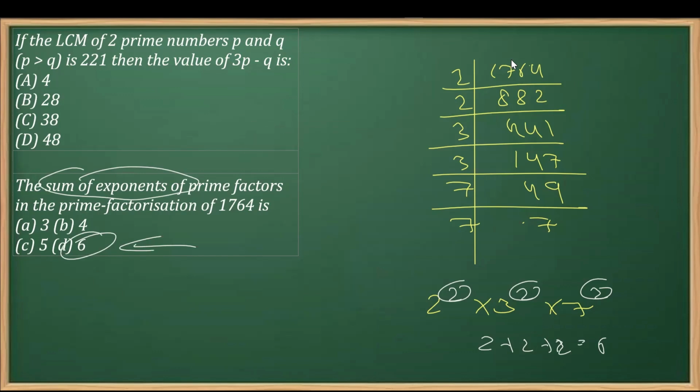Let me see it again. The sum of the exponents of prime factors. Yes, the sum of the exponents, and exponents are what? These powers, and their sum comes out to be 6 in this case.